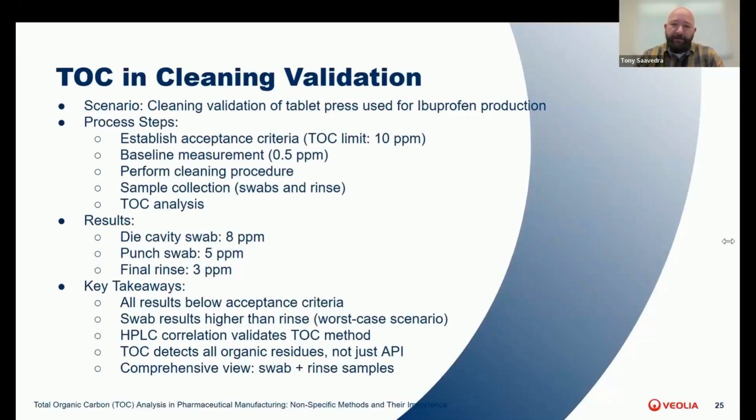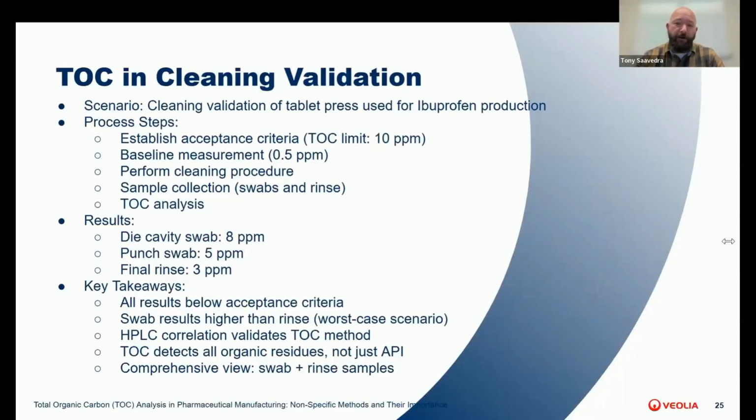Now comes the analysis. We run our samples through the TOC analyzer. Let's say we get a result from the die cavity swab. It's 8 ppm from the die cavity, 5 ppm from the punch swab, and our final rinse is 3 ppm. So what do these results tell us?